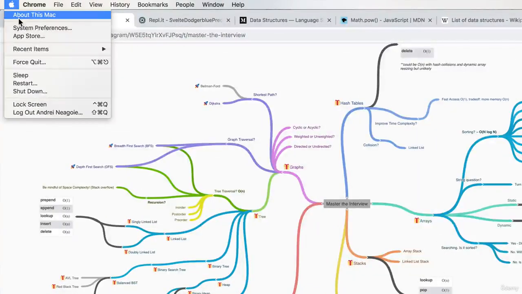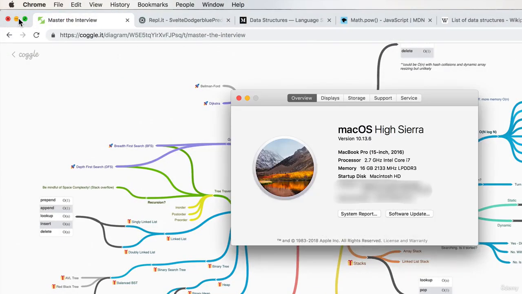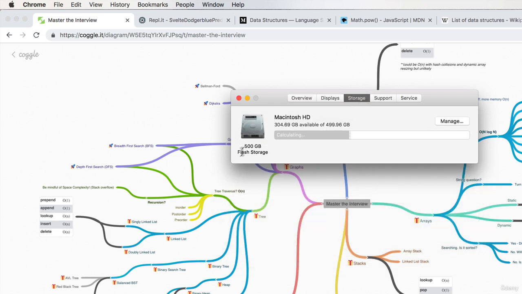We can see this on our computers as well. If I go to About this Mac, we can see here that we have the processor, which is my CPU. We have my memory, which is my RAM. And if I go to storage, this is my flash storage, my persistent storage on my computer.